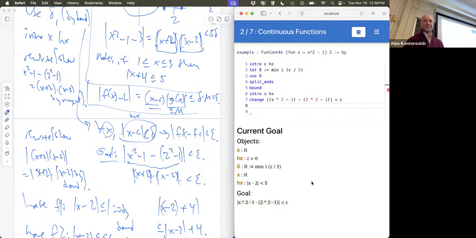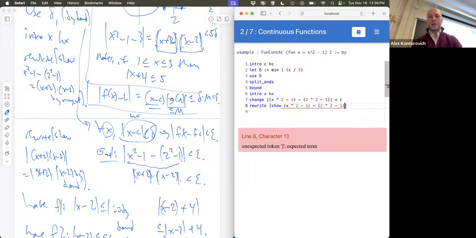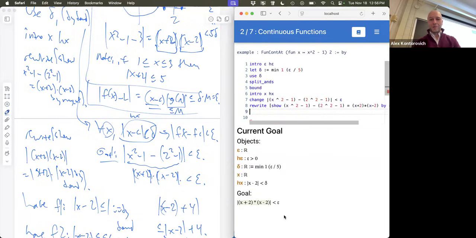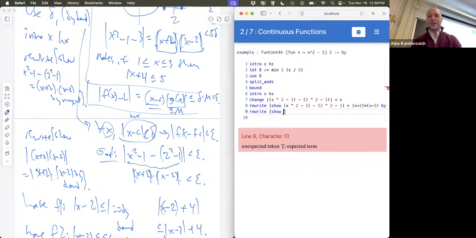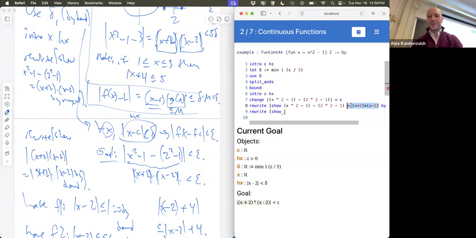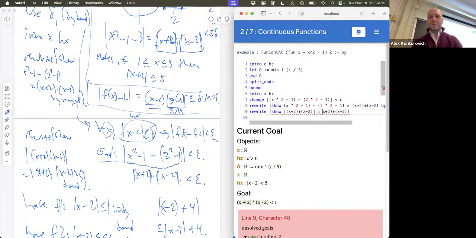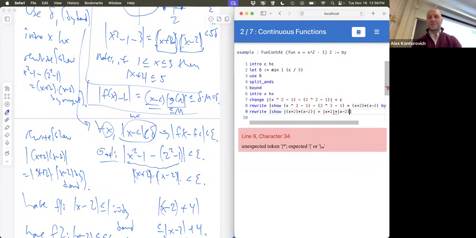Okay, and now I want to rewrite, show this thing is equal to, what is it going to be? This is x squared minus 4, but I want to say x plus 2 times x minus 2, and this is by ring. No problems. Beautiful. Okay, let's rewrite, show this thing in absolute value is equal to the same thing, but now with absolute values here and here, by, I think bound will do it. Let's see.